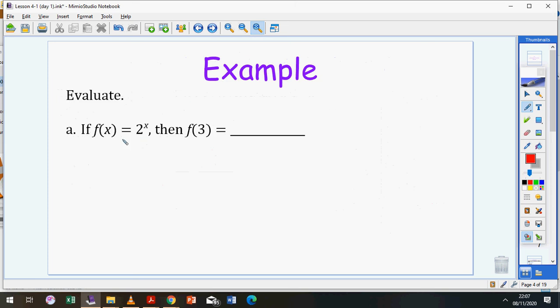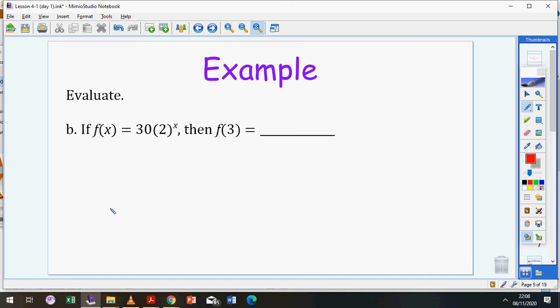Example, if I have f of x is equal to 2 to the power x, and I need to find what the value of the function is when the input value is 3, so basically substitute x as 3, then f of 3 is going to be equal to 2 to the power 3, and 2 to the power 3 is 8, so that's just 8.